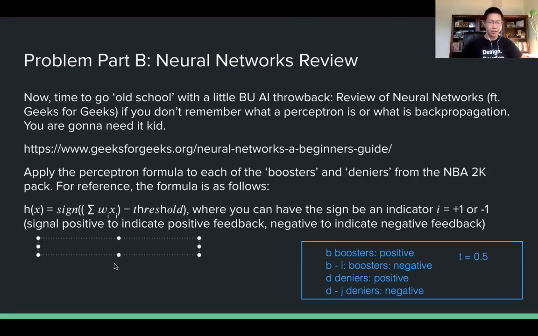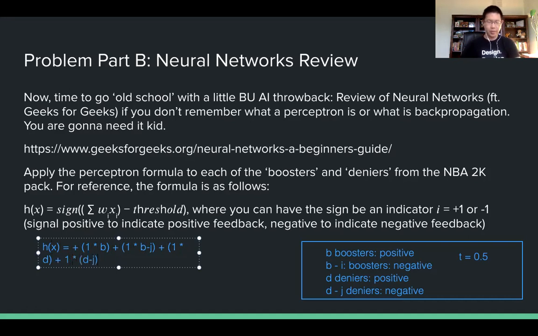So now some mathy stuff. You want to find h of x, right? And that is either a positive of wixi. So for now, make things simple. It's going to be one for each weight. So b plus one times b minus j plus one times d plus one times d minus j.